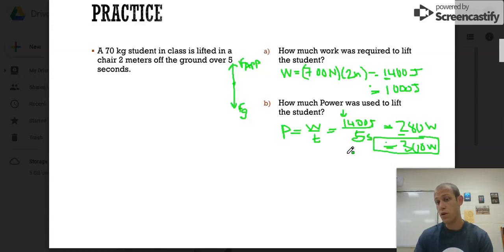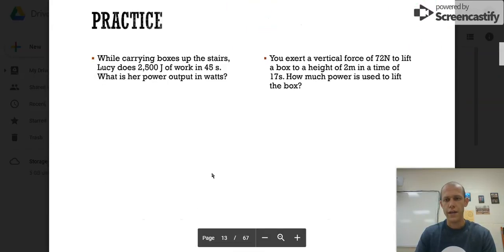Remember, 1 horsepower is about 750. So this is less than 1 horsepower that the person is doing, which you would probably expect from a human if someone is lifting this person up in a chair. All right, let's move on.